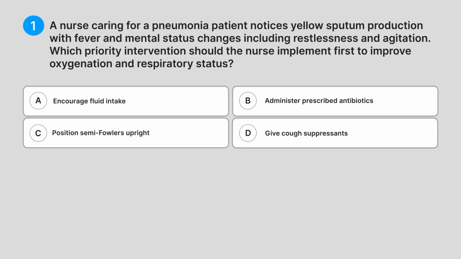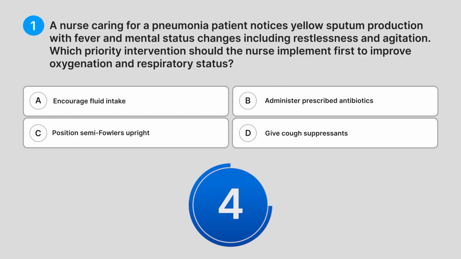1. A nurse caring for a pneumonia patient notices yellow sputum production with fever and mental status changes, including restlessness and agitation. Which priority intervention should the nurse implement first to improve oxygenation and respiratory status? A. Encourage fluid intake. B. Administer prescribed antibiotics. C. Position semi-Fowler's upright. D. Give cough suppressants. Can you guess the answer?